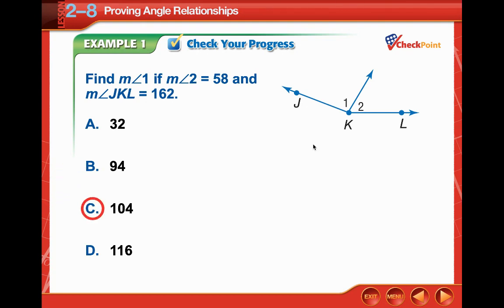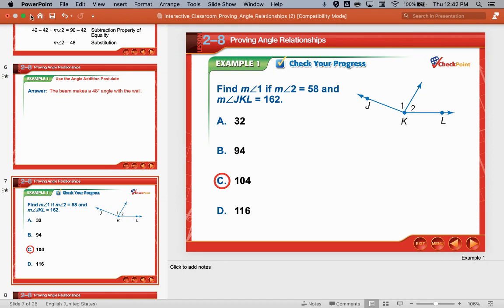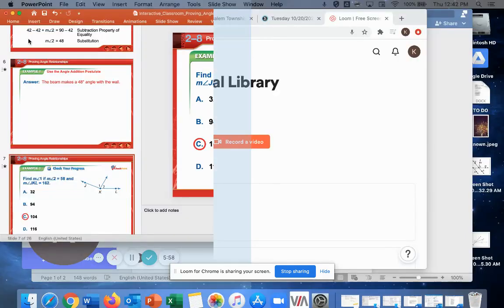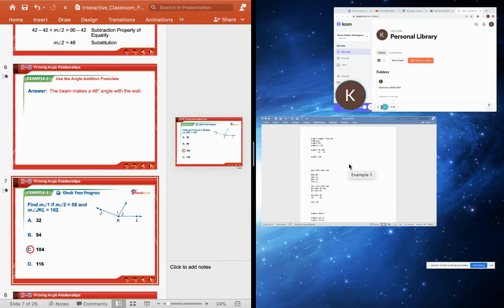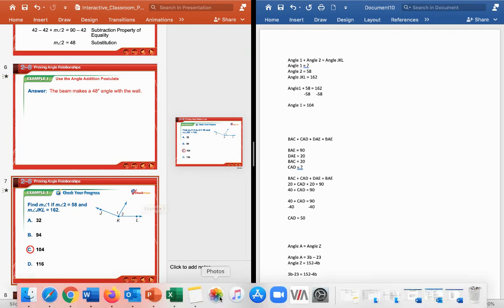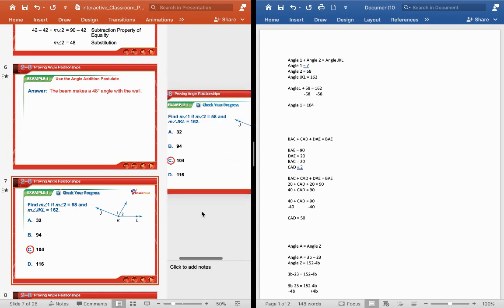We're trying to find here the measure of angle 1. Let me quickly go over how to do this. Let's go tile window to the left, and let's go with this. So angle 1 plus angle 2, when you add them together, they're going to equal the whole angle, which is JKL here, right? Let me see if I can zoom this in a little bit.